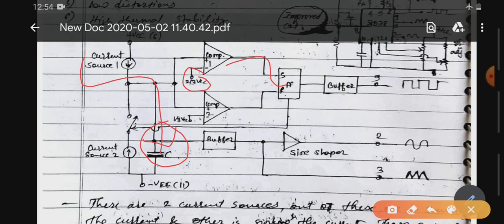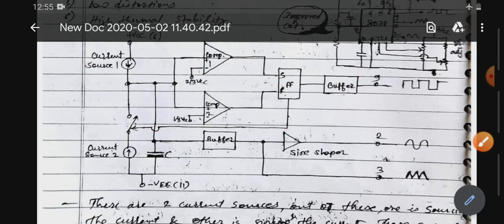As the flip-flop is set, it switches the current source 2 on, because there is a reset pin connected to the flip-flop. At the same time the output is given to the buffer, and through the buffer it will be available at pin number 9. So you will get the square waveform at pin number 9, and the flip-flop output is given to current source 2. So current source 2 discharges the capacitor at the same rate at which it was charged by current source 1. The capacitor voltage, that is the triangular waveform, then falls toward the negative reference level.